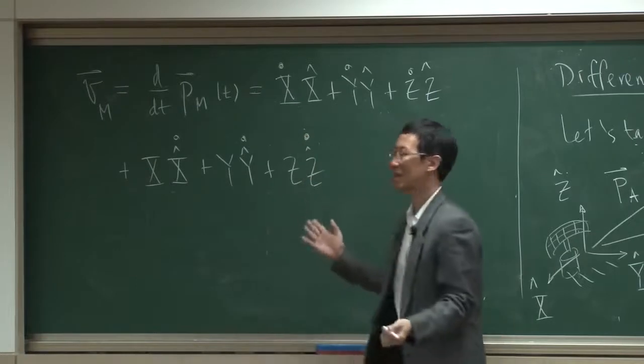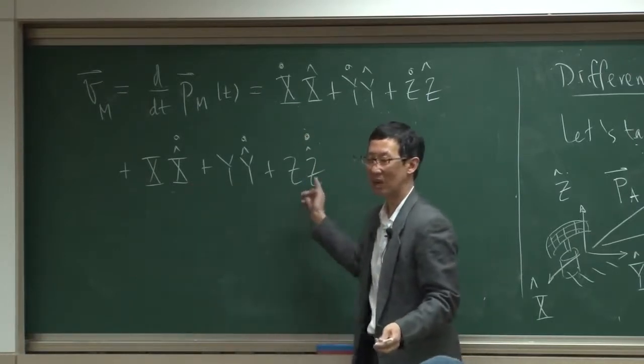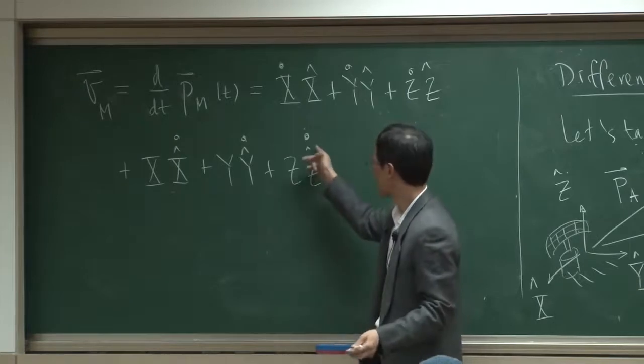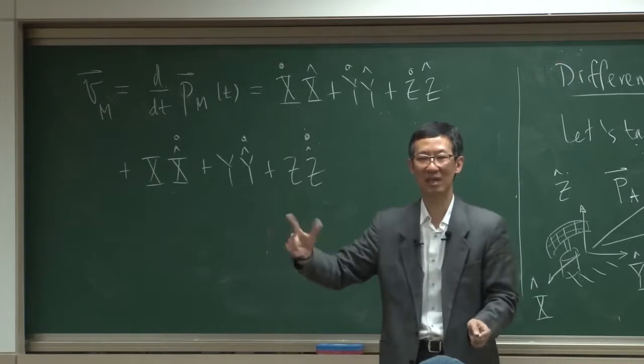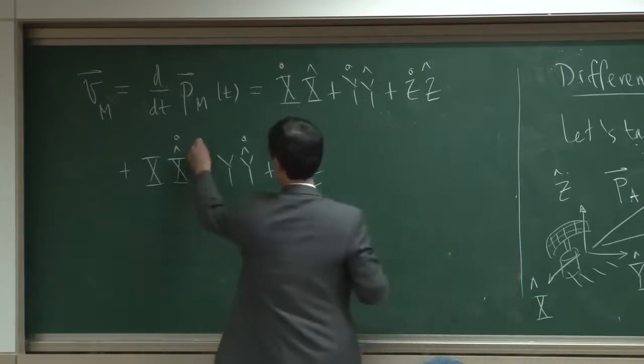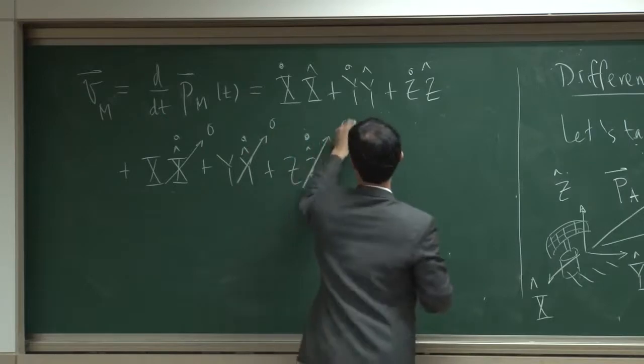Okay, and we know that these large x, large y, large z, if we take the derivative, it's going to be 0. Why? Because it's a fixed frame, right? It's not moving. So these terms are all 0.